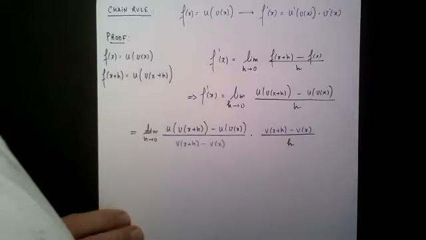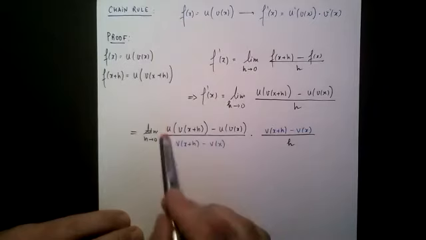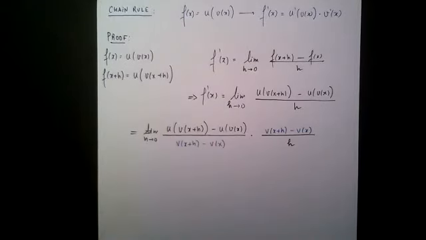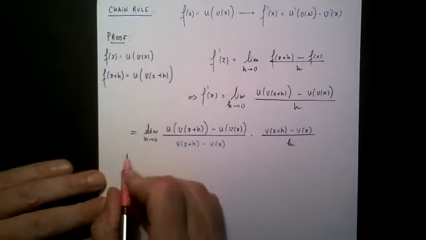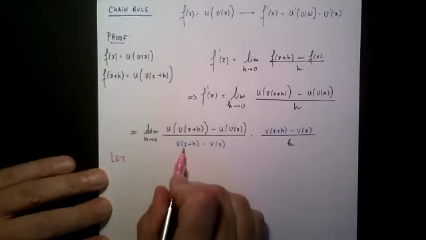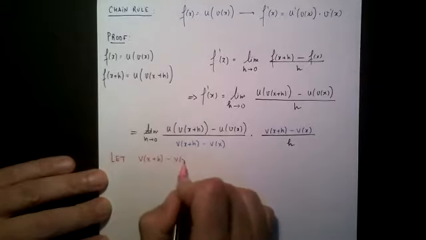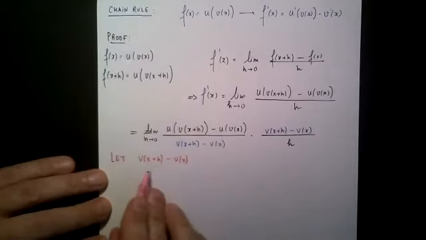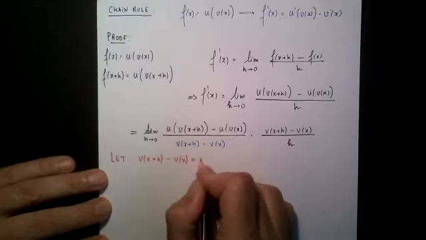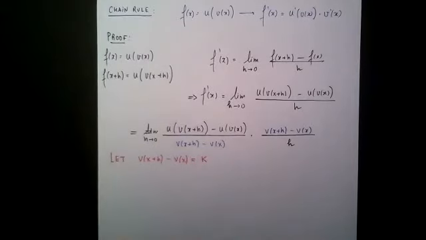Now, here there's no problem. Here I have to fix something. So what I'm going to do, I'm going to write something here. I'm going to change v of x plus h minus v of x, which is actually a very small value when h is very small, is equal to, I'm going to call it k. I'm just going to call this value here k.